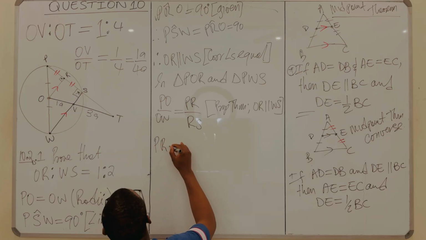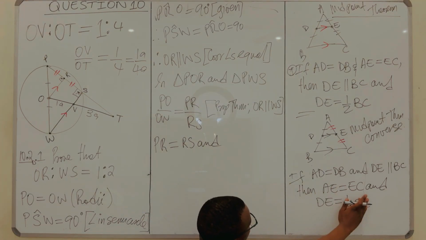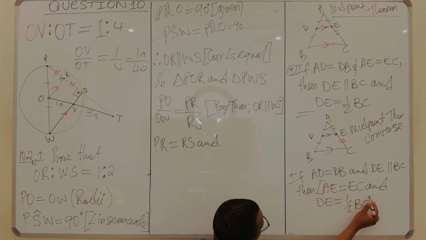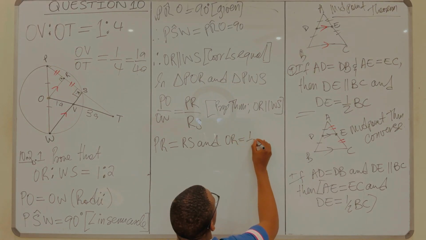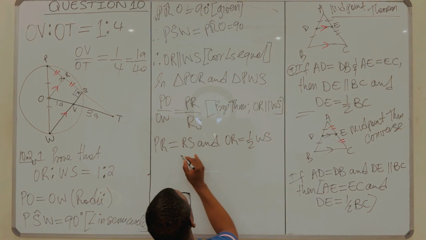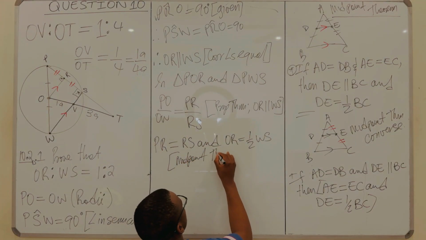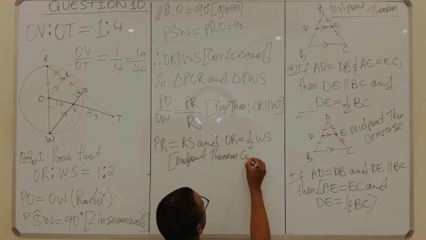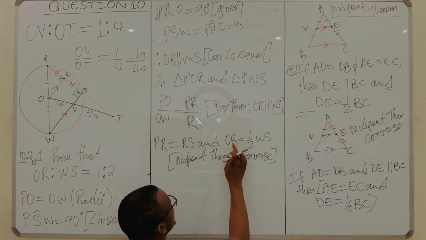PR is equal to RS, which is this last part from here, and our OR over there is equal to half of what? Of WS. Why? This is the midpoint theorem converse, right? In that case, we can work with this.